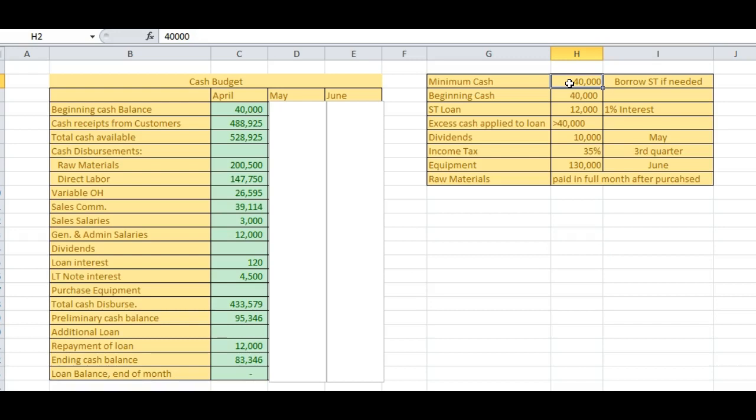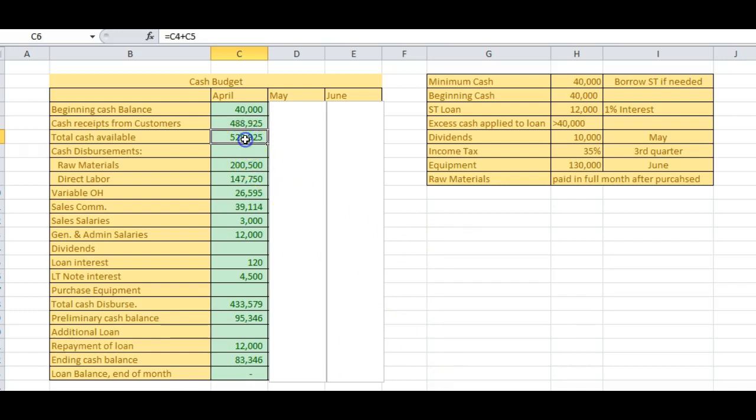When we have over that amount, 40,000 or whatever is deemed the limit, then we're going to pay off the short-term loan we got to bring that cash up. So let me show you how that works. So we begin with 40,000. We had cash receipts of 48,925, and that comes from the cash receipts.